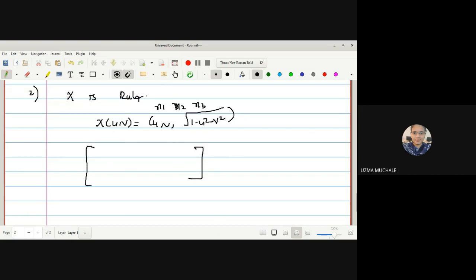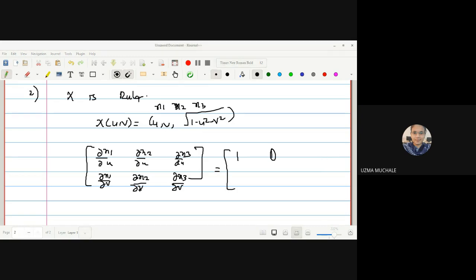Derivative of x1, we have to find out with respect to u, x2 with respect to u, x3 with respect to u. Similarly, derivative of x1 with respect to v, x2 with respect to v, x3 with respect to v, which is equal to, now x1, x2, x3 are clear. Derivative of u with respect to u is 1, derivative of v with respect to u is 0, derivative of x3 with respect to u, what will be the derivative? Yes. What is the derivative of x3 with respect to u?